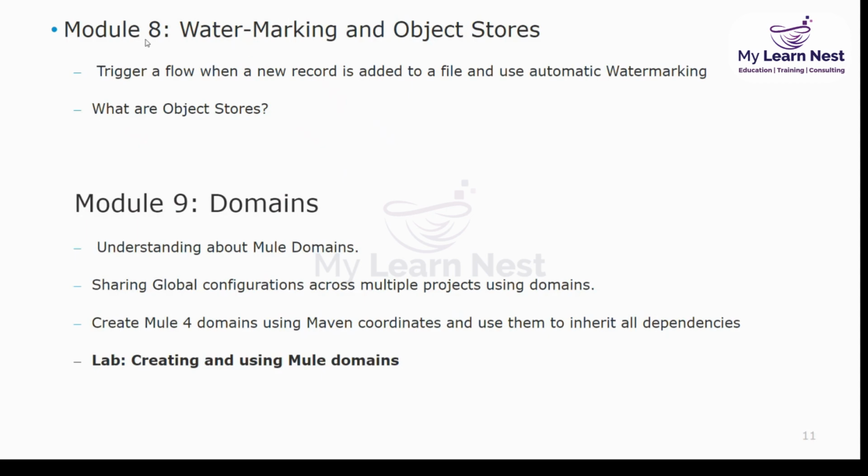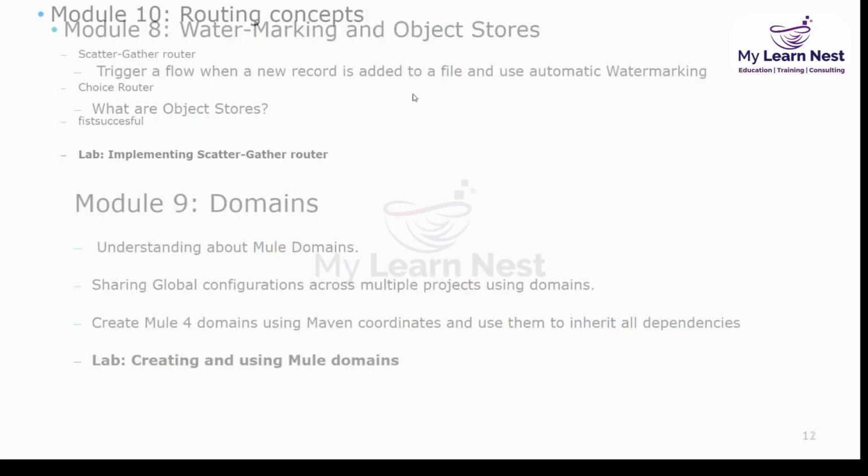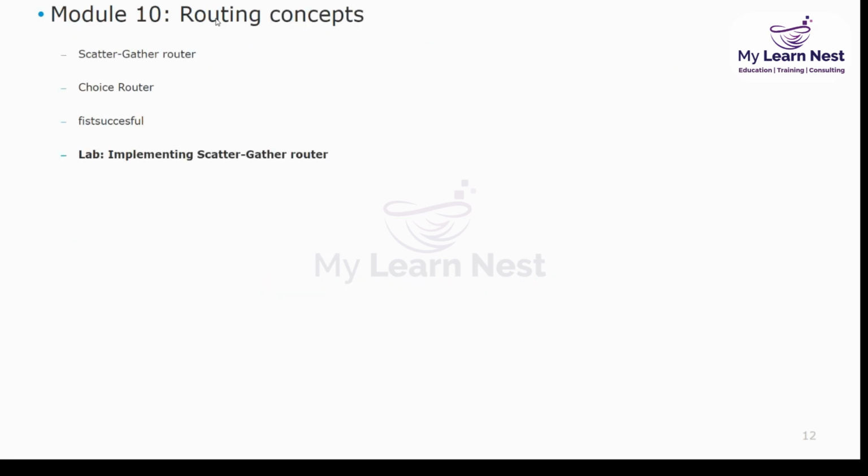And watermark. Watermark is nothing but how to store the state of the application, where it will be stored. There is a service called object store. Okay, in practical, I will show you that part. Then routing concepts: scatter, gather, choice, first successful. There is one more router called round robin, and a few things are missed out in the agenda, which I will cover in the flow when I'm explaining the process, like until successful, scope and all.